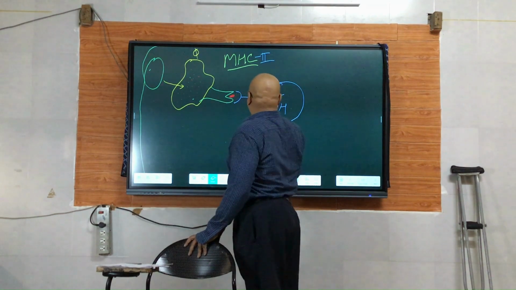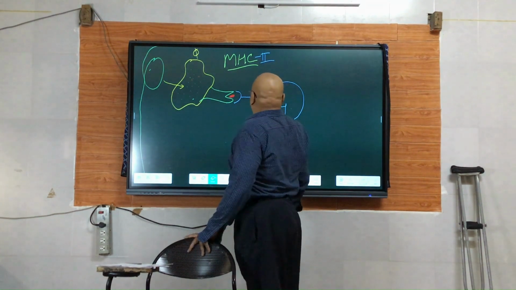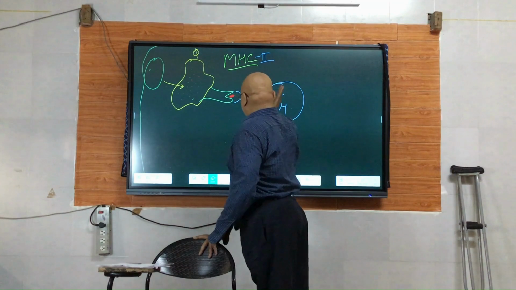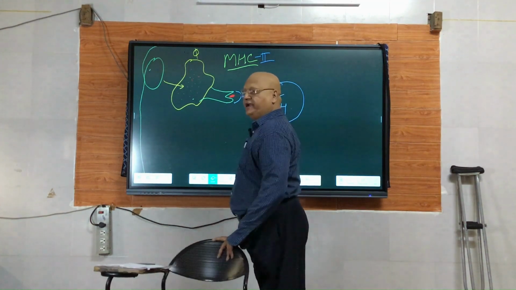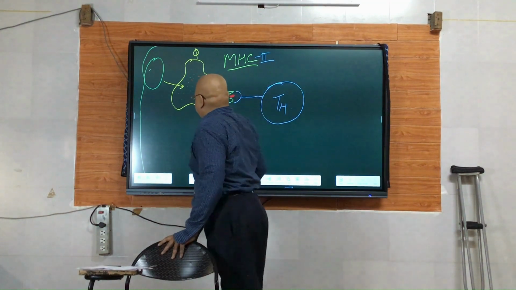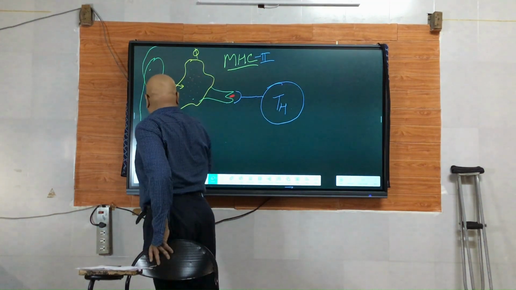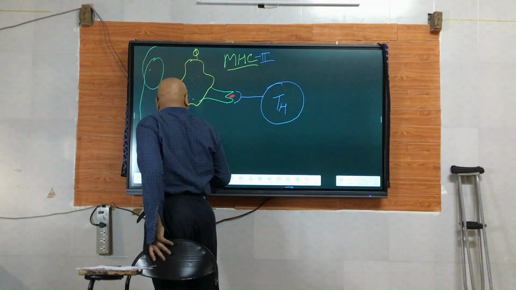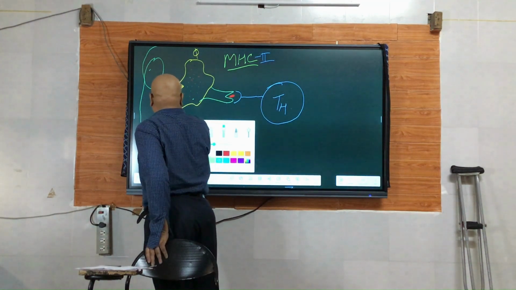Now the T helper cell will start proliferating. The stimulus has happened, so it will start proliferating. So this is the first signal which we have discussed till now. I am abbreviating it as SS, which means stimulatory signal.